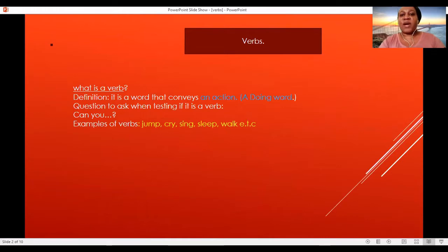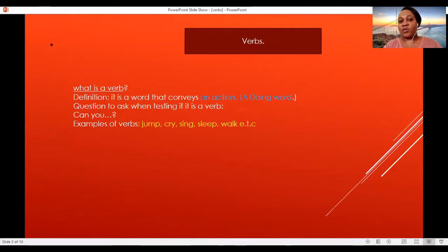Right, let's look at what verbs are. What is a verb? I think that is the most common question you can still remember ringing in your mind from your primary school level. What is a verb? It is a word that conveys an action. And to simplify things, we can say it is a doing word in a sentence.